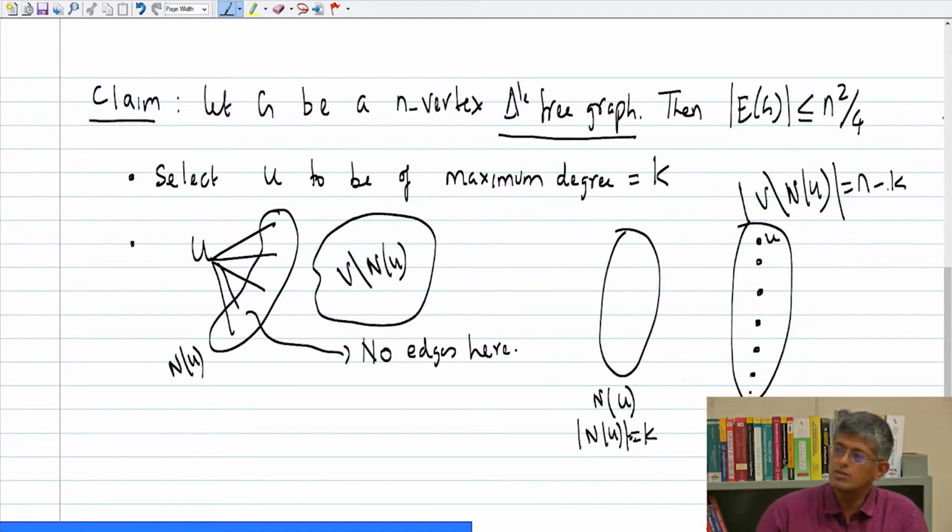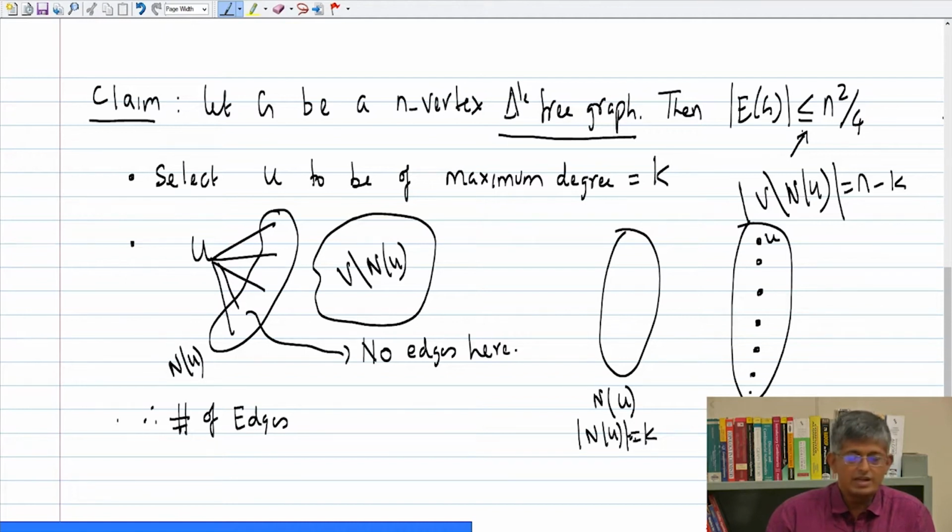So what is the total number of edges in the graph? Is it less than or equal to, or at least? Wait. I would always like to write all the statements completely with the correct inequalities. Because you want to prove this, you want to prove less than or equal to.